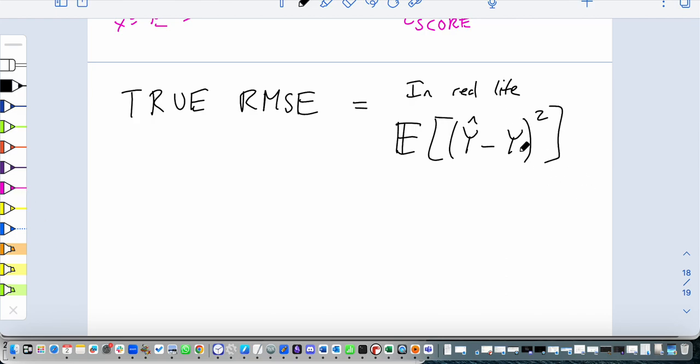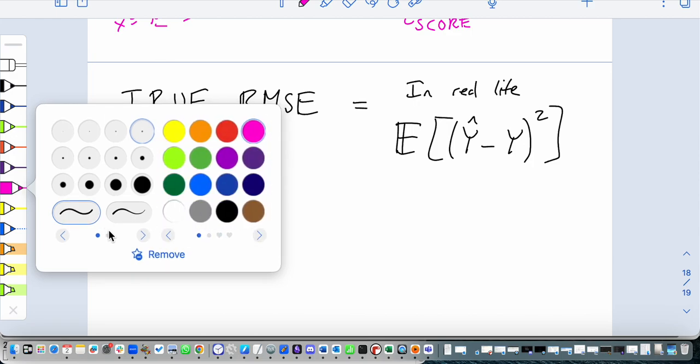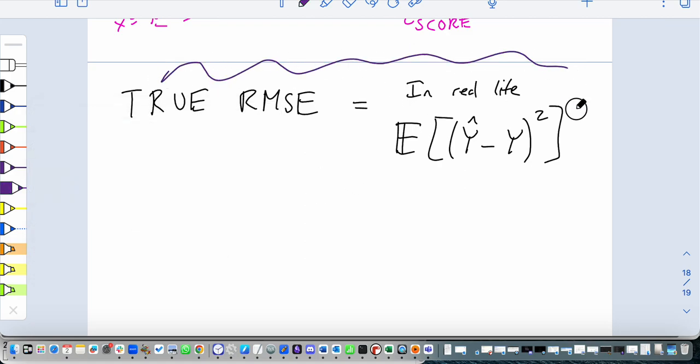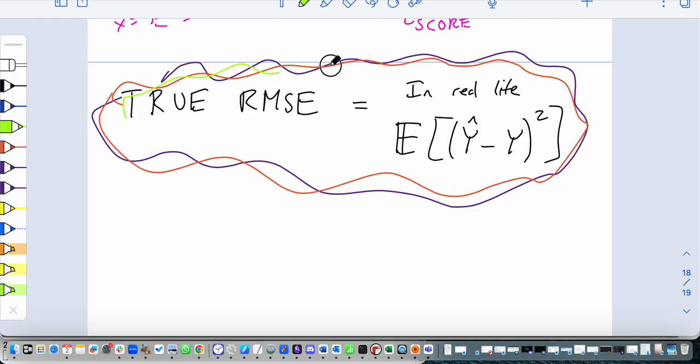I shouldn't have done this in black. I should have done this in the cool color. Do I have a rainbow? There's a rainbow here somewhere. Okay, well, I don't know. I'm going to do purple for rainbow. This is the rainbow. This is the cool multicolor thing, right? The true RMSE, the multicolor guy.